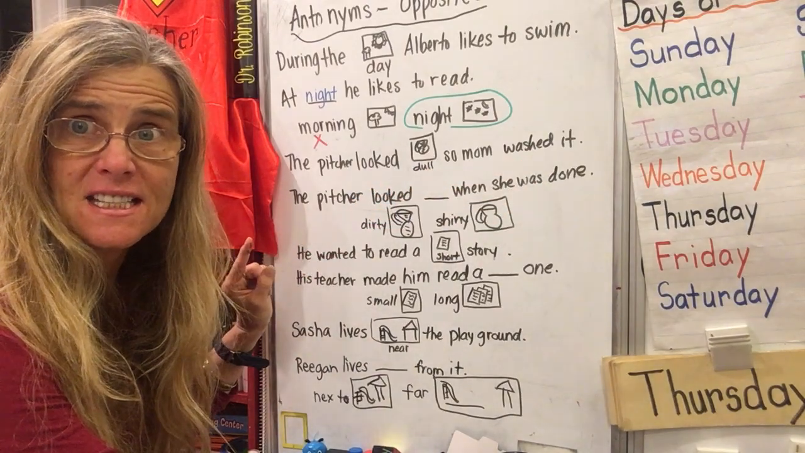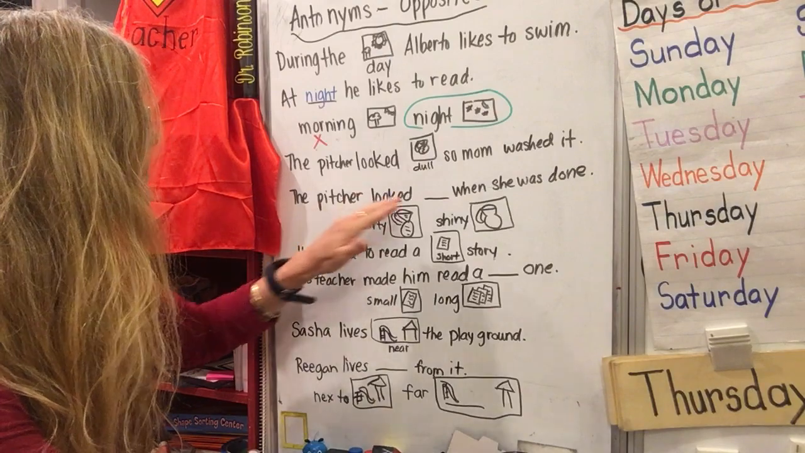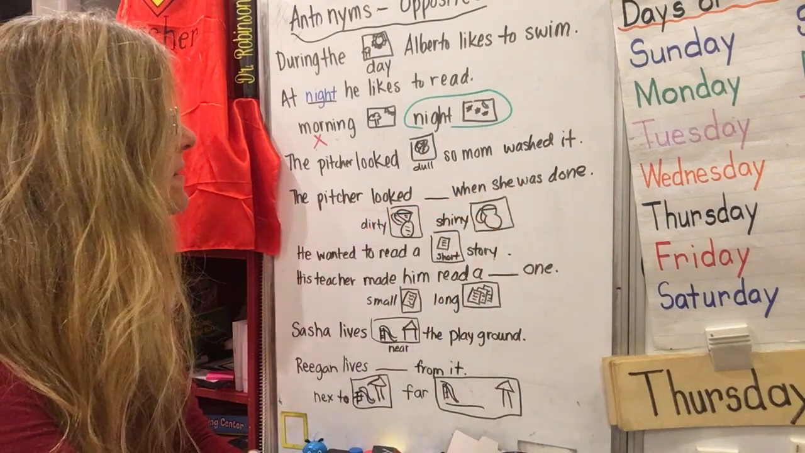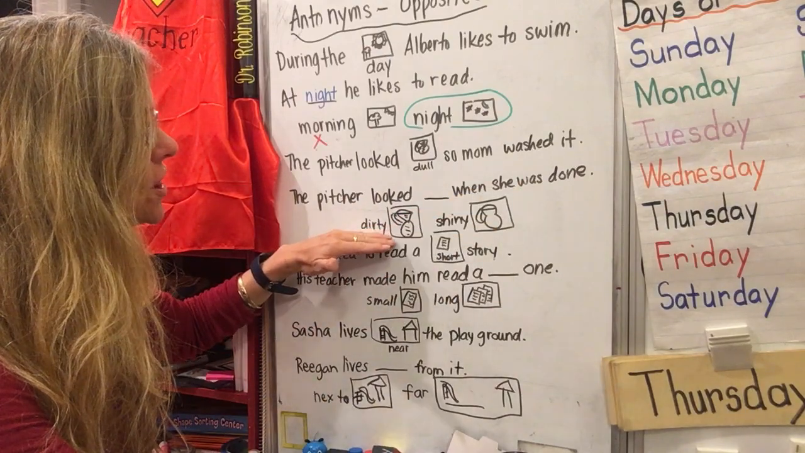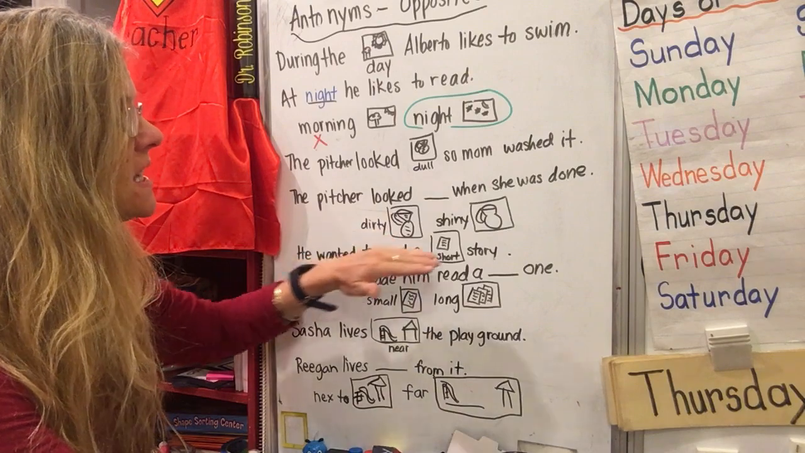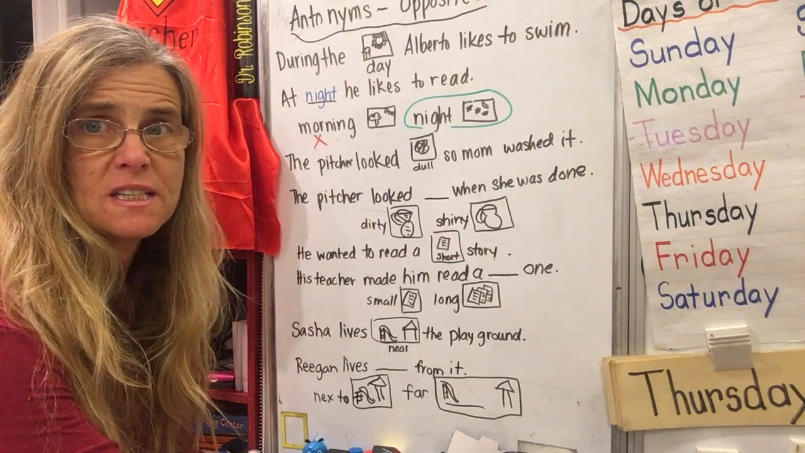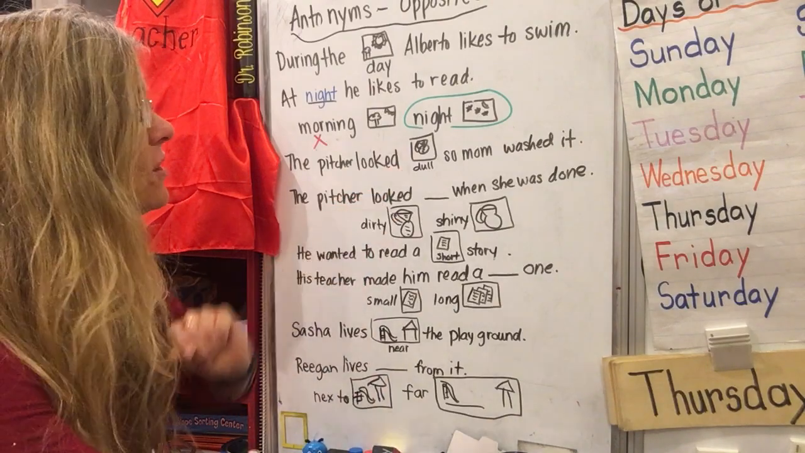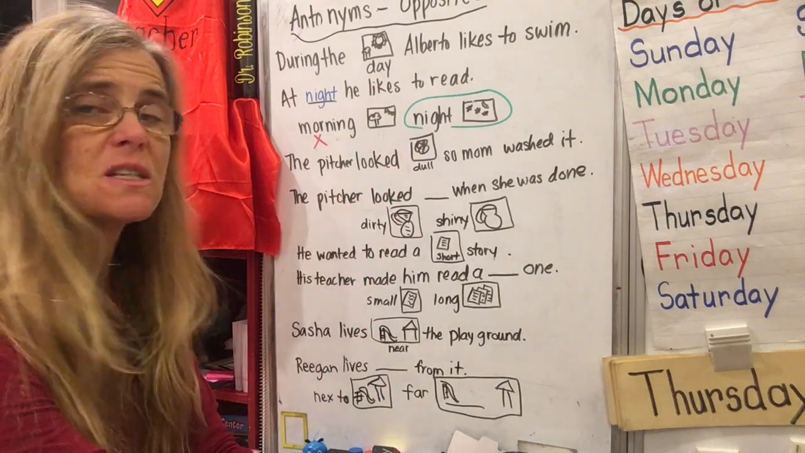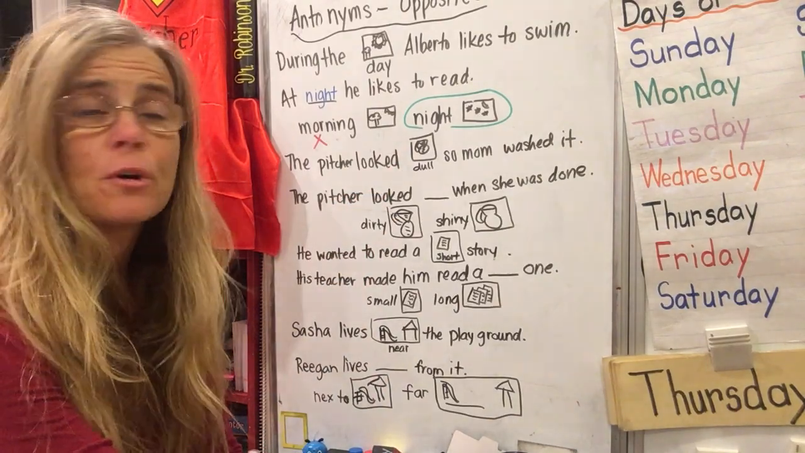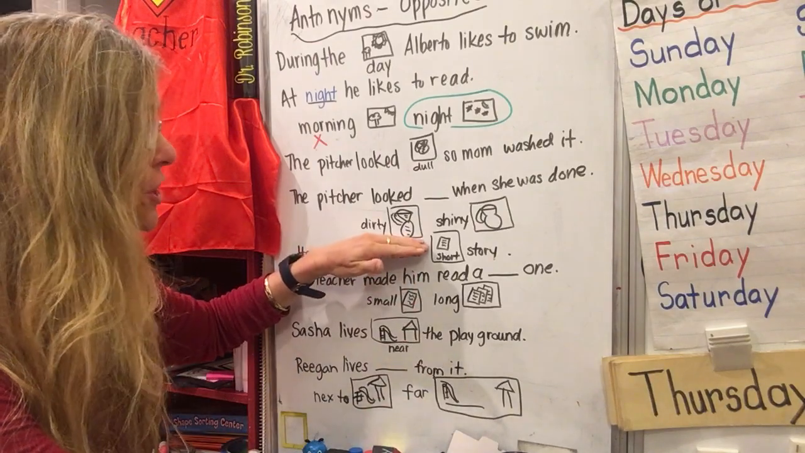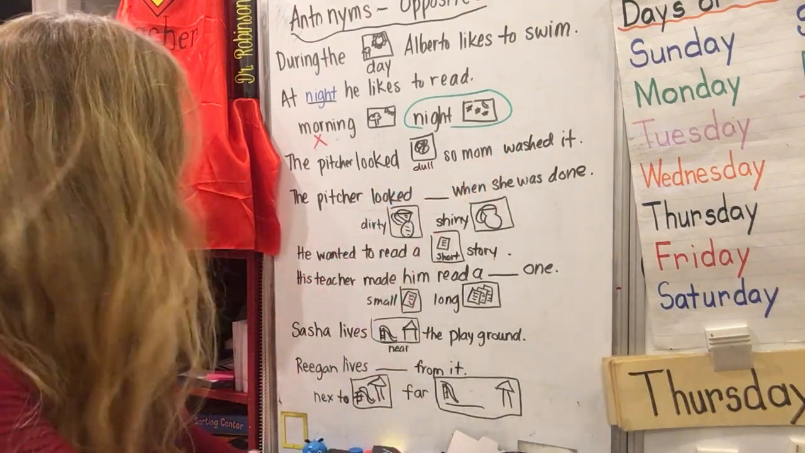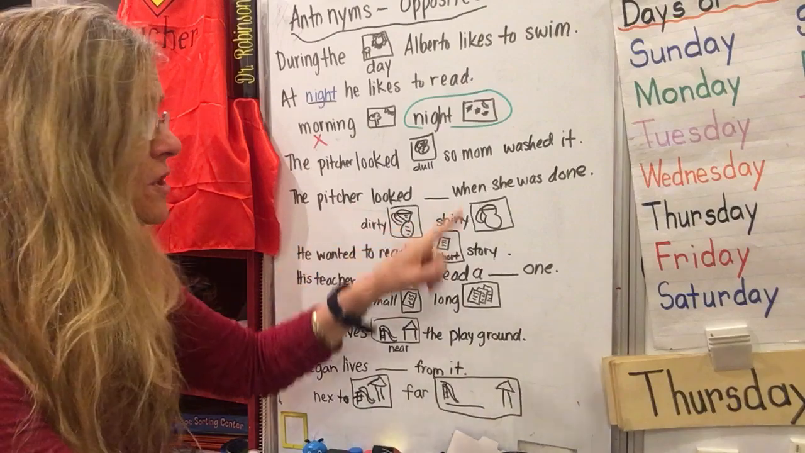Now listen to the second sentence. The pitcher looked blank when she was done. So did it look dirty when she was done or shiny when she was done? Now, dull in this context means what? It probably means dirty. That's why she washed it. The pitcher looked dirty when she was done.